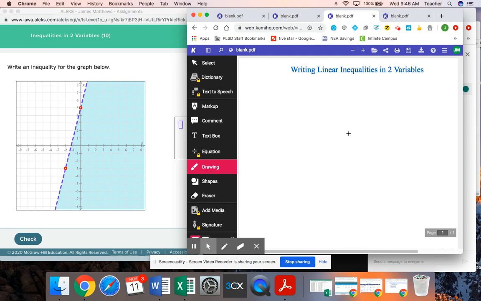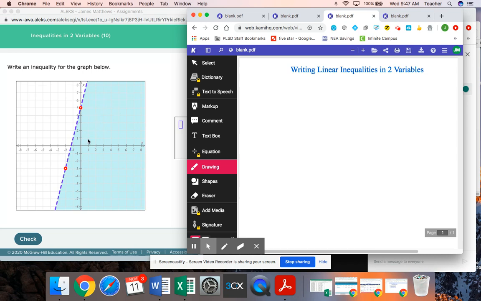I want to go the other way and see if we can write linear inequalities given a graph. Instead of me trying to use my artistic skills right now, which aren't supreme, I'm just going to use an example. This one says, and this is part of one of the homework assignments, write an inequality for this graph.